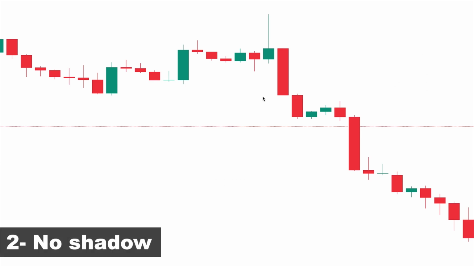Tip number 2. If there is no shadow or wick and the body is long, this shows a very strong market sentiment and the pressure and tendency of the market is in the direction of the closing price. Many of the times that we have this situation, especially after a rejection candle, it indicates that smart money is active and entered in the market.